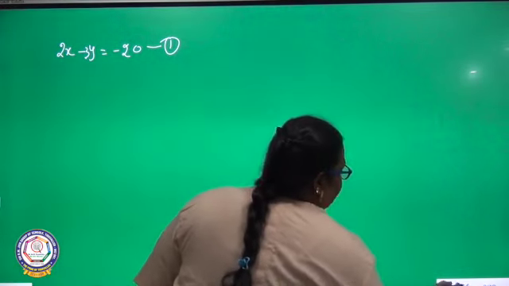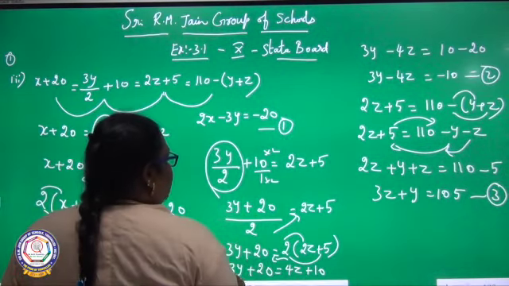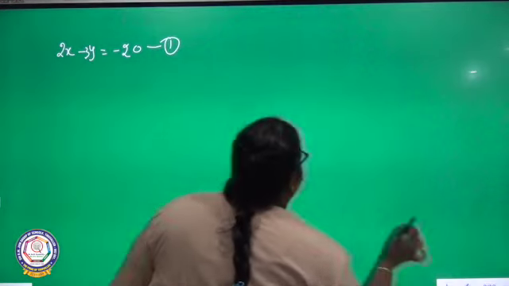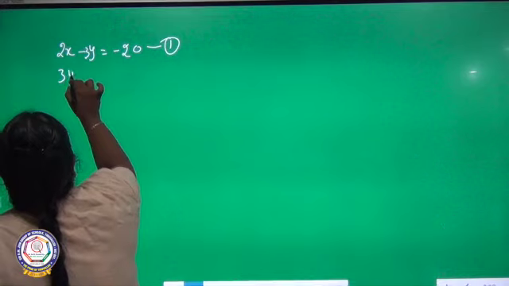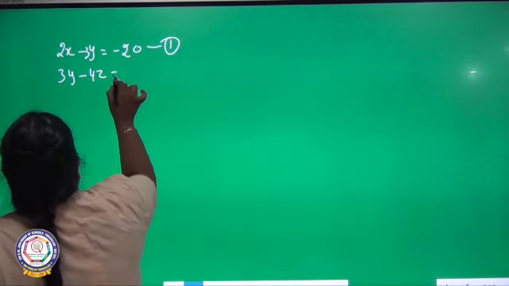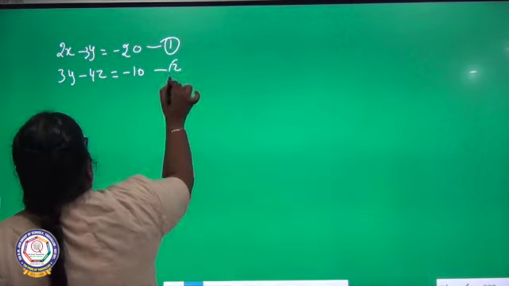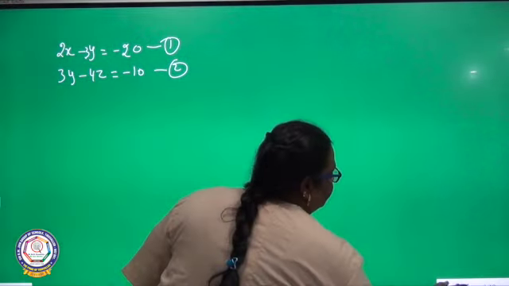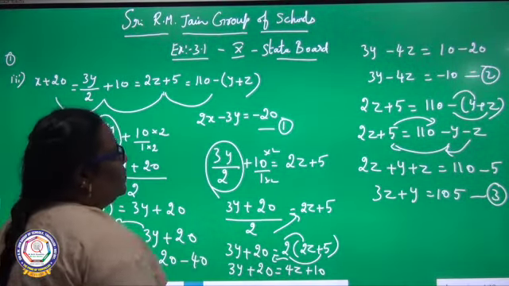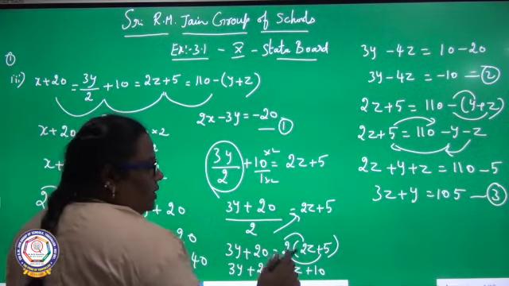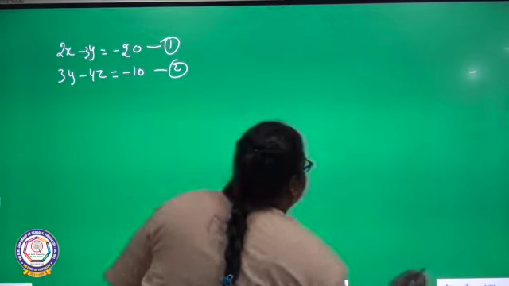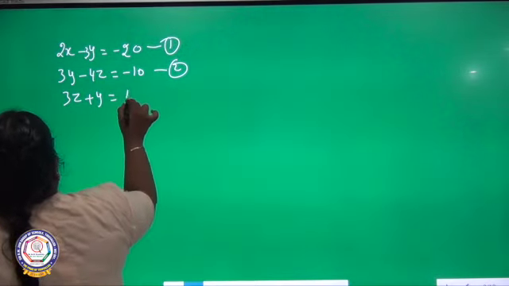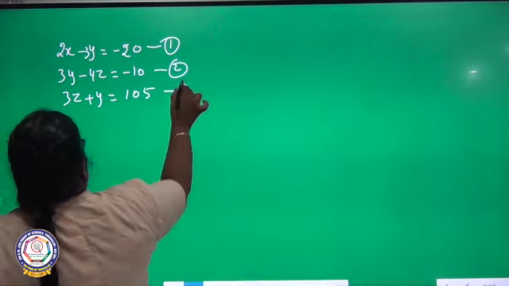What is the second equation? See, 3y minus 4z equal to minus 10. Take it as the second equation. Third equation, 3z plus y equal to 105.